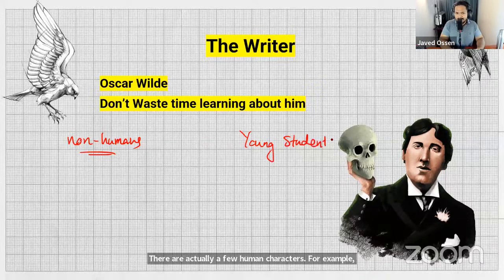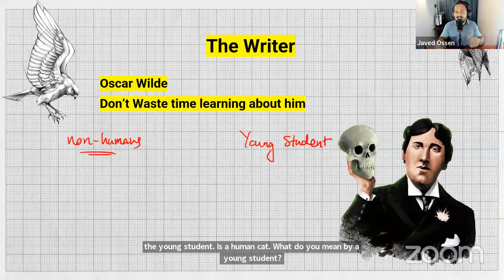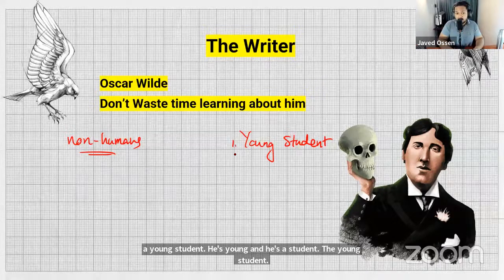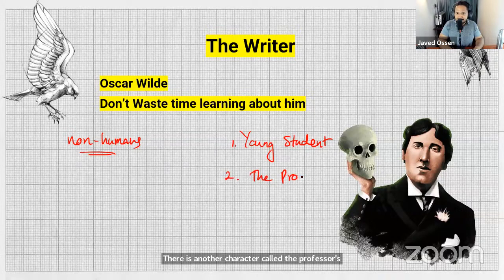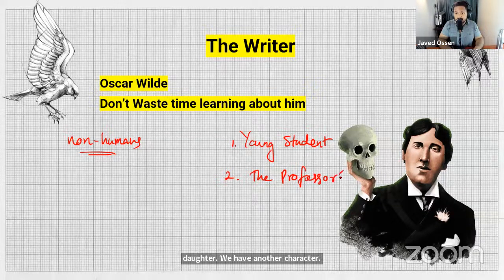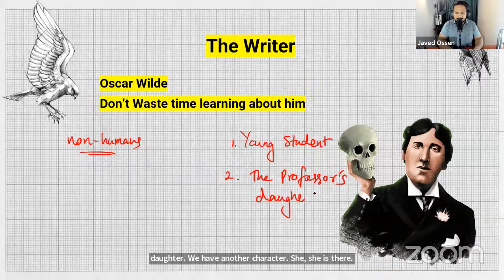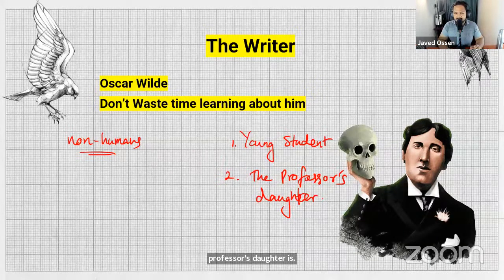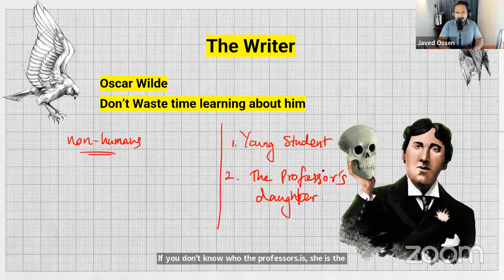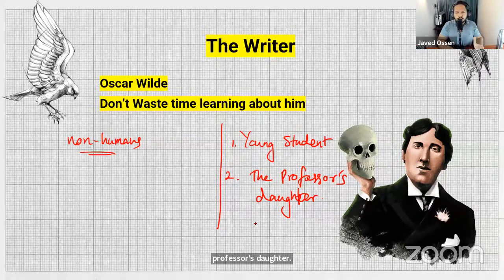What do you mean by a young student? He's a young student. He's young and he's a student. The young student. There's another character called the professor's daughter. We have another character. She is the professor's daughter. If you don't know who the professor's daughter is, she is the professor's daughter. So these are human characters, okay? There's also a Chamberlain's nephew, not very important. We'll talk about those characters in a bit.